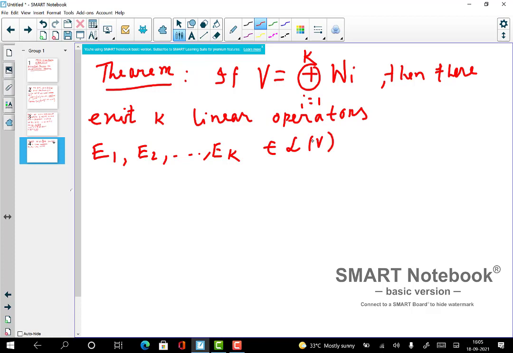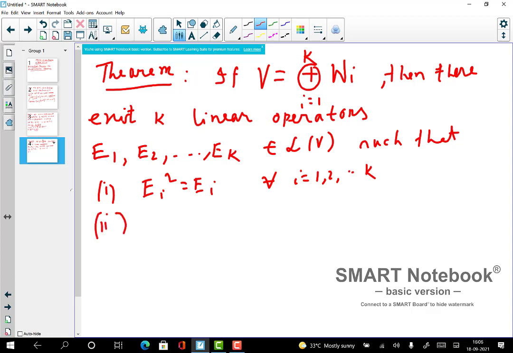such that the following happens. Number one, each E_i is a projection, that is, E_i square equals E_i for all i equal to 1, 2, 3, up to k. So all those E_i are projections. Number two, whenever you take the composition E_i E_j, that will be, rather, no, I should not say Kronecker delta.